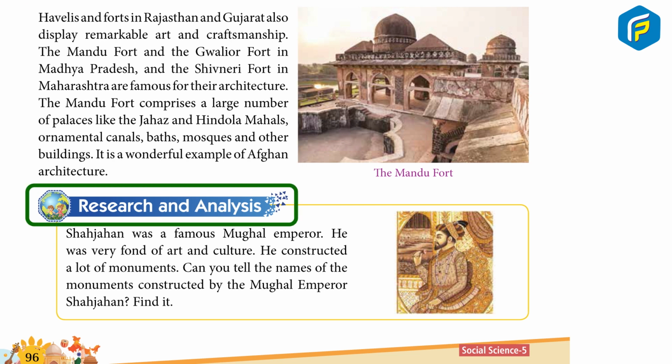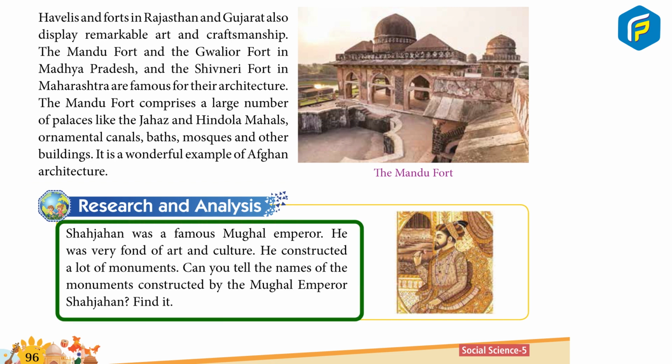Research and analysis. Shah Jahan was a famous Mughal emperor. He was very fond of art and culture. He constructed a lot of monuments. Can you tell the names of the monuments constructed by the Mughal Emperor Shah Jahan?